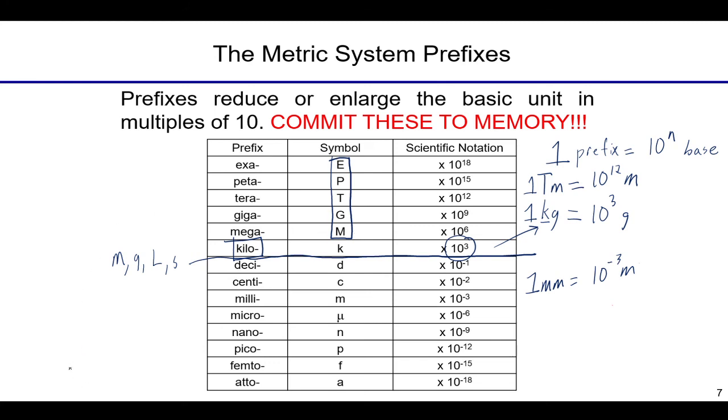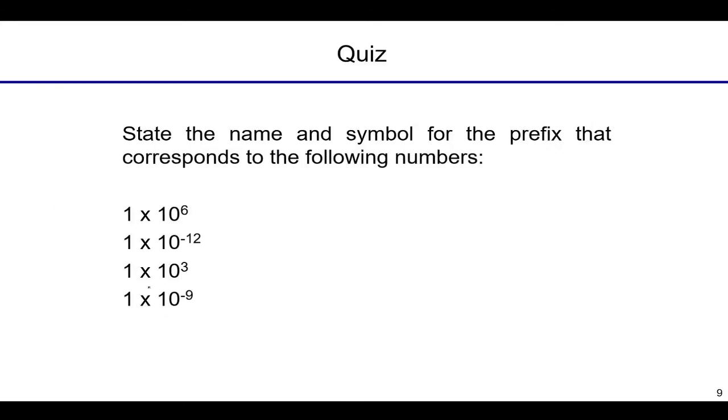So going bottom to top, these units are getting bigger. Exagram is 10 to the 18 grams versus megagram, which is 10 to the 6, versus nanogram, which is 10 to the negative 9, a really tiny number of grams. So bottom to top is getting larger.